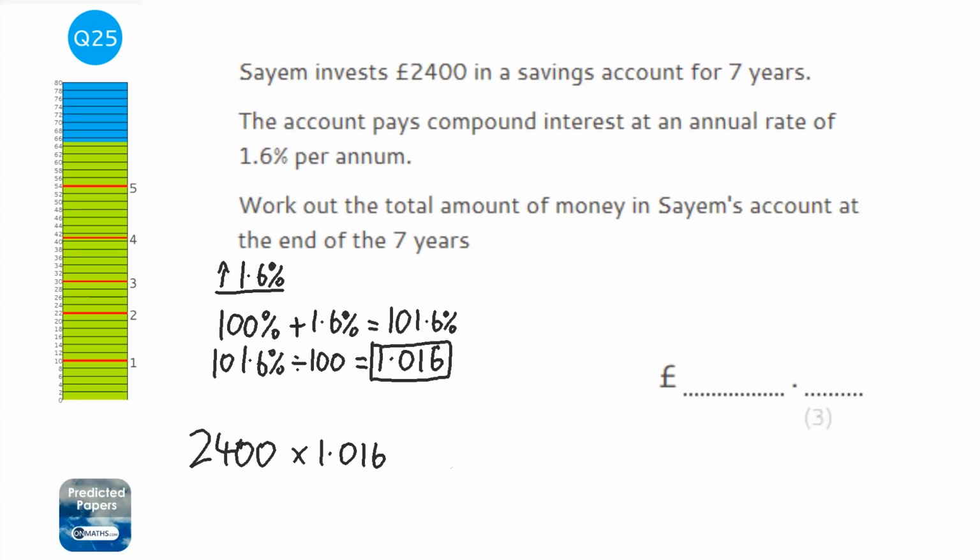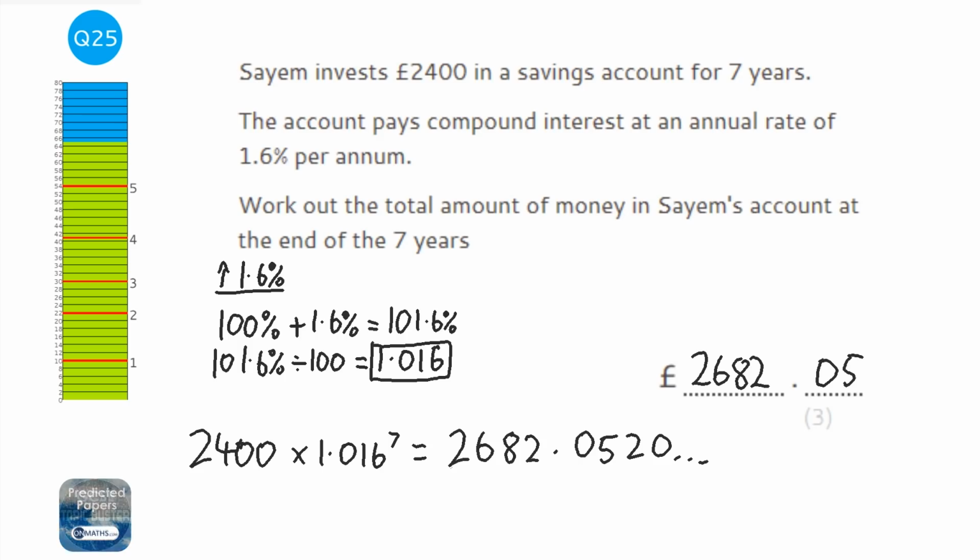What we can do instead is do that multiplier to the power of 7, and that's just the same as timesing it by 1.016 7 times, and it's a bit easier to do. So 2,400 on the calculator times 1.016, and then I put my power button and I type in 7, and I get the answer 2,682.0520 and so on. Okay, so because it's a money question, it can only have 2 decimal places, so 2682.05.